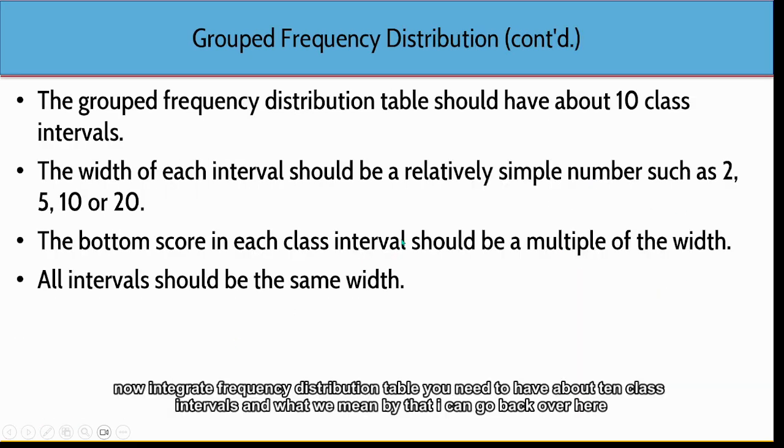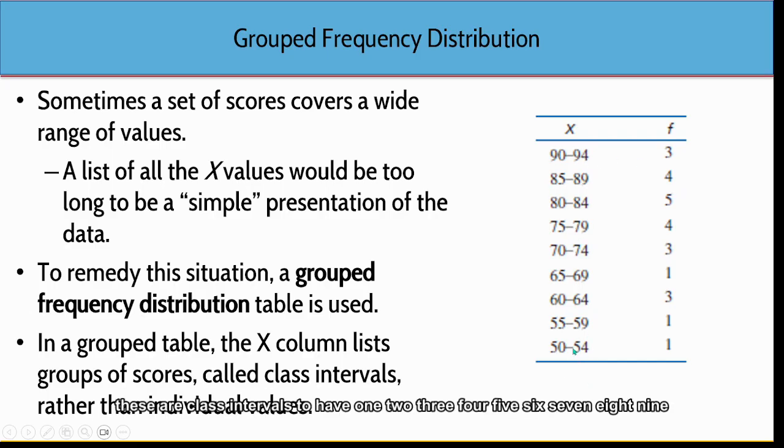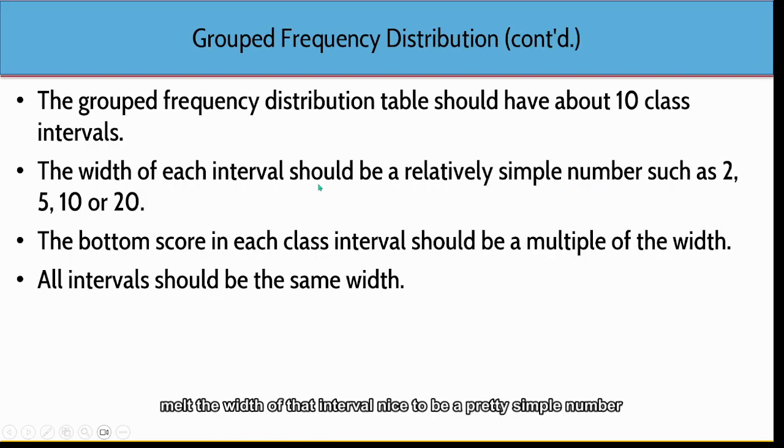Now, in a grouped frequency distribution table, you need to have about 10 class intervals. And what we mean by that, I can go back over here. These are class intervals. So I have 1, 2, 3, 4, 5, 6, 7, 8, 9. Do I have 10? No, but I've got about 10, and that's usually where we want to be. Now, the width of that interval needs to be a pretty simple number, 2, 5, 10, or 20. And you'll notice those are divisible by 2 or by 5.